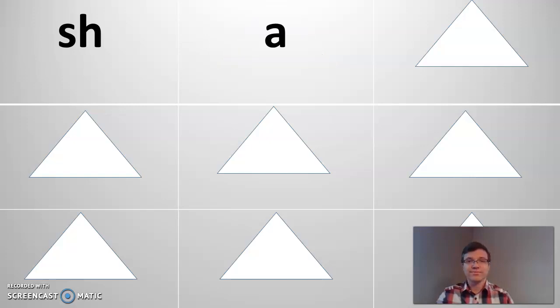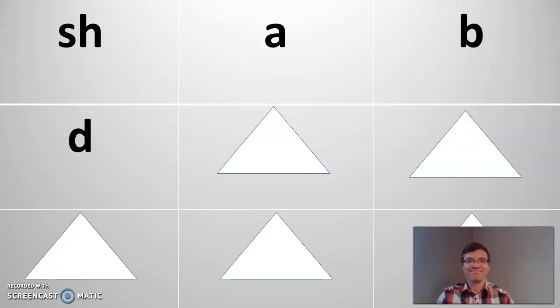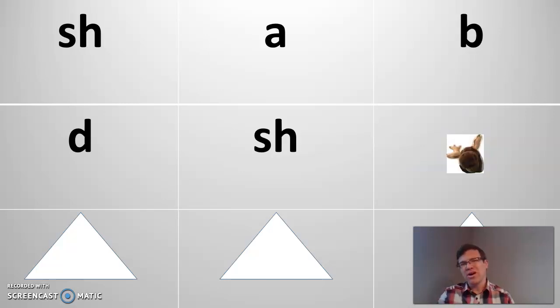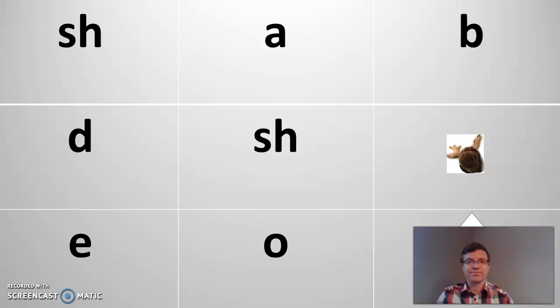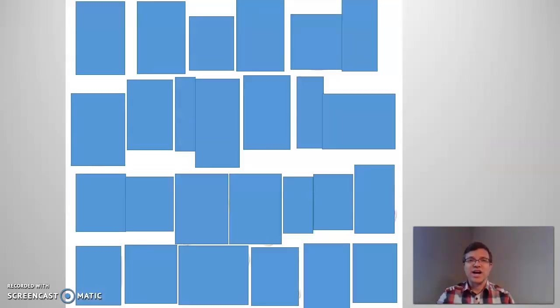What sound? Ah. What sound? B. What sound? D. What sound? Shh. Mario, what are you doing there? What sound? Eh. What sound? Ah. What sound? Shh. Great job.